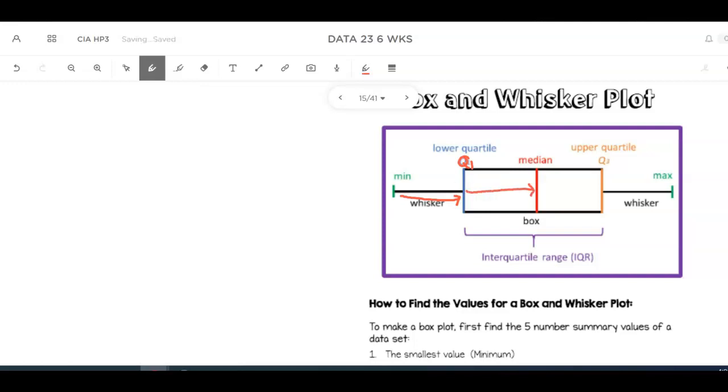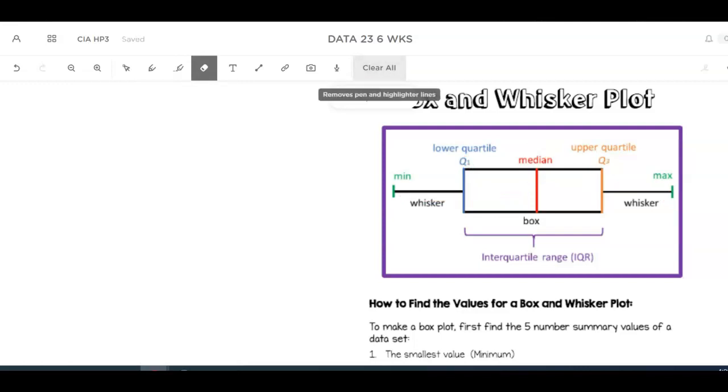Q2 is another word for median. They don't really refer to it as the second quartile. They just call it the median. Third quartile, Q3, otherwise known as the upper quartile. And the fourth quartile is the maximum. They really never refer to the fourth quartile. Okay, so those are all things that you need to know.